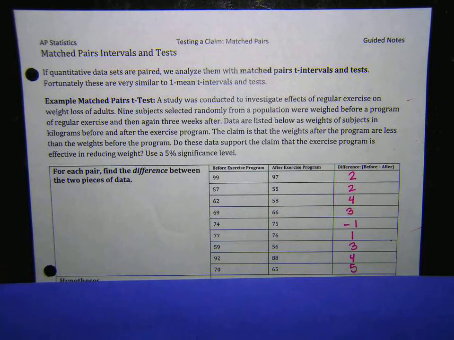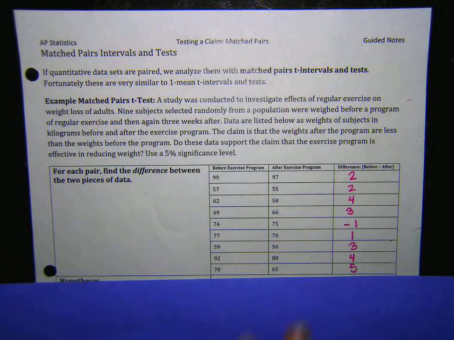Before you watch this video, make sure you've read through this question and you have a good understanding of what you're being asked to accomplish here. This example is a matched pairs t-test. In section 9.3, if you read the chapter, they talked about how you had to look at the difference between, in this situation, a before exercise program and after exercise program.